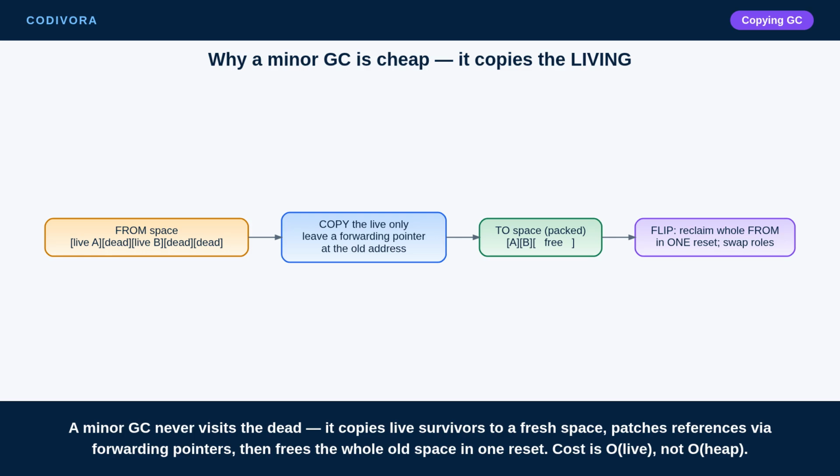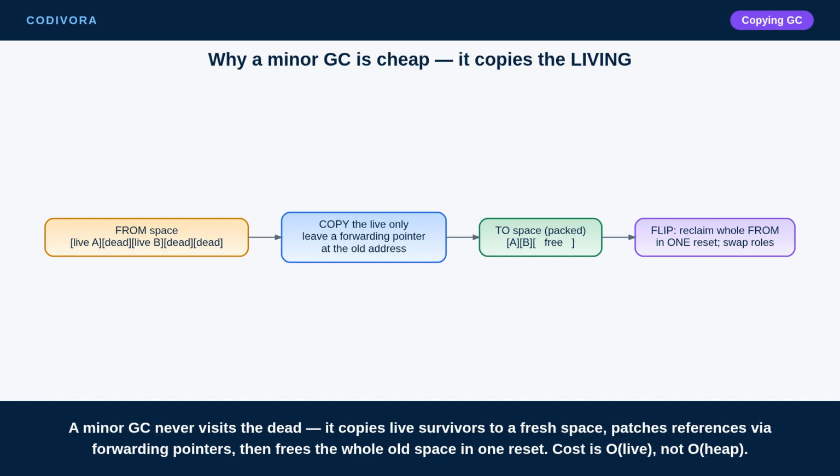Here's the trick behind why minor GC is cheap. It does not visit the dead objects at all. Starting from roots, it copies only the live survivors into a fresh space. When it copies an object, it leaves a forwarding pointer at the old address, so any other reference that lands there is redirected to the new copy. Once every survivor is copied and every reference patched, it reclaims the entire old space in a single pointer reset, and the two survivor spaces swap roles.